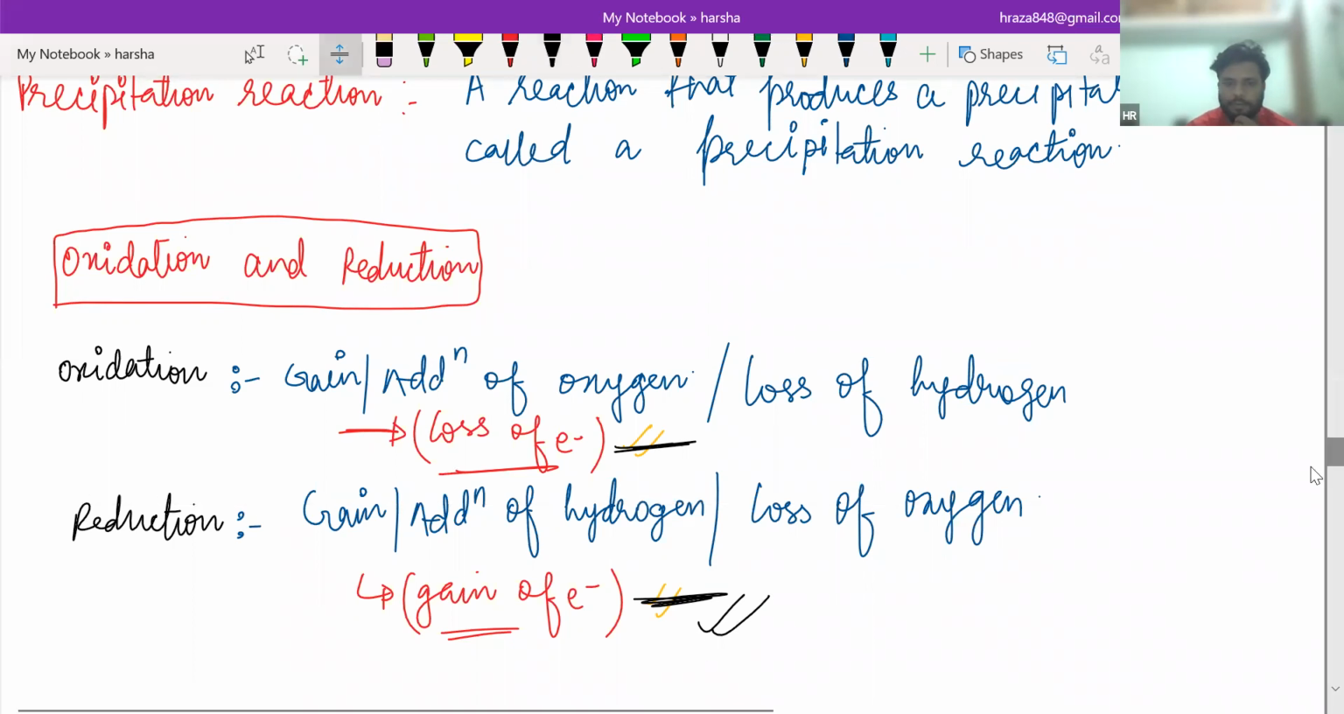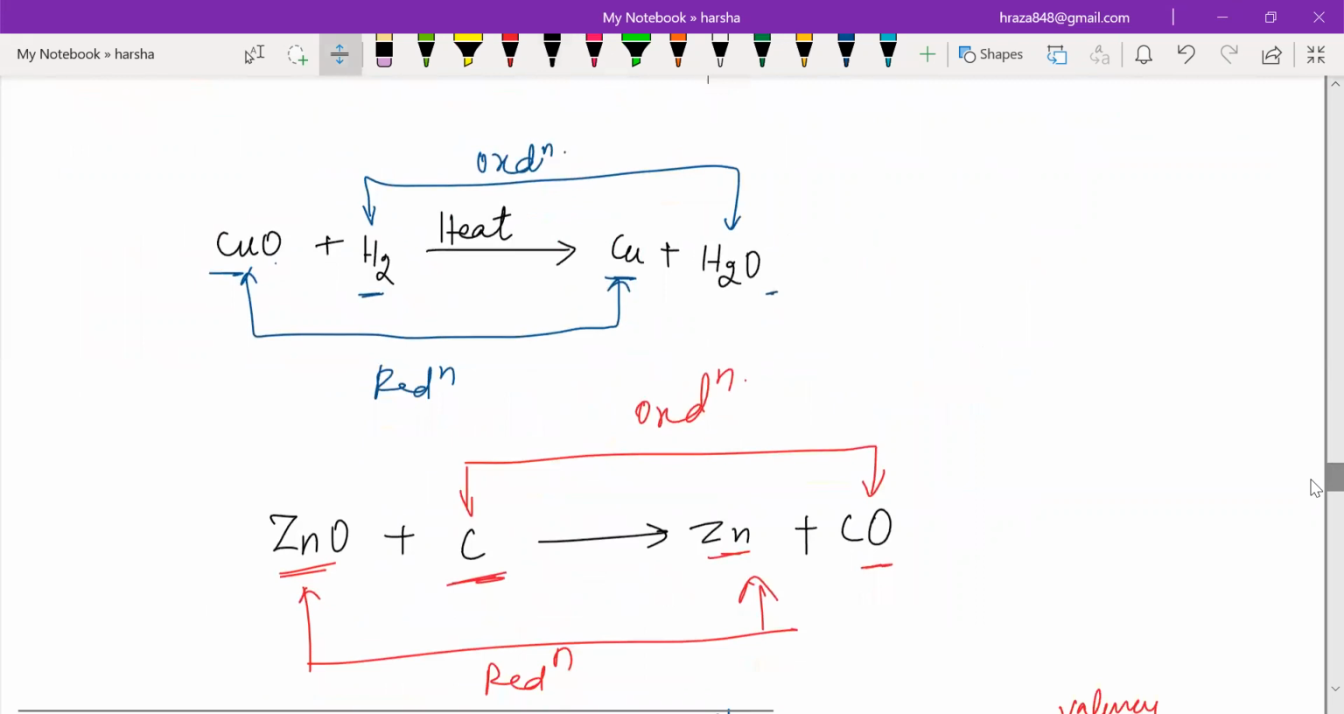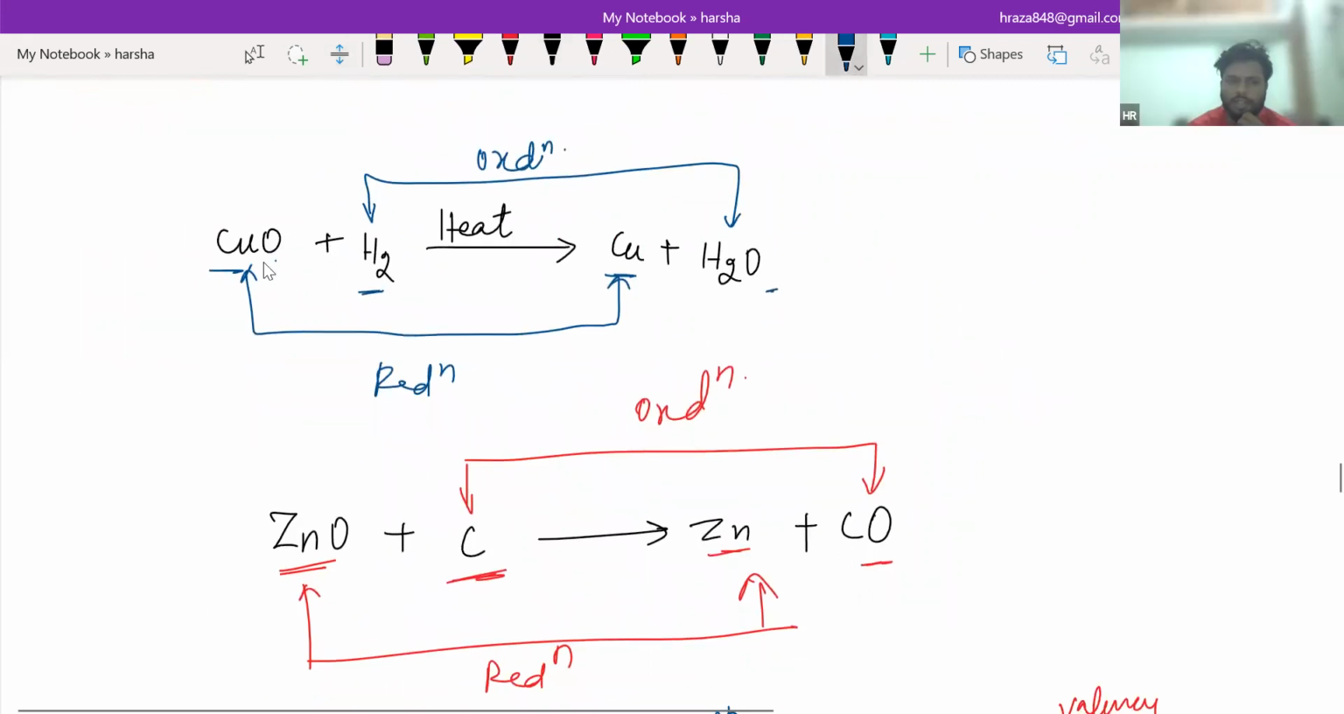Yes, sir. Okay, now see, this is the example I gave in the last class. CuO plus H2 with heat gives Cu and H2O. You can see copper oxide is with oxygen, but in the product you can see oxygen is not there. That means reduction takes place. You can see hydrogen is here, but in the product you can see oxygen with it. That means oxidation. So these are all the examples of it.